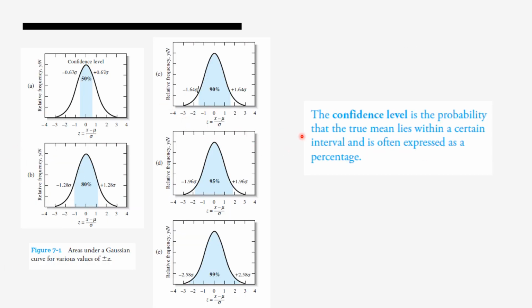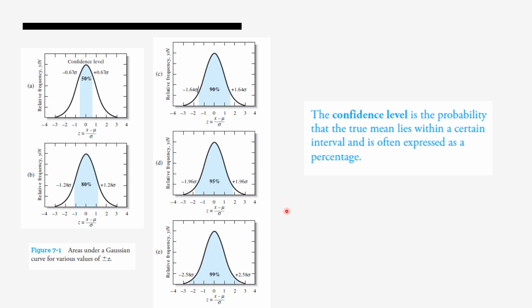So what you can see here is the Gaussian curve. This one shows that the confidence level is the probability that the true mean lies within a certain interval and is often expressed as a percentage. So the blue one right there is our confidence interval. This one is at 50% confidence interval, meaning the correct mean of the data is at this portion, at 80% confidence interval, at 90% confidence interval, 95% and 99% confidence interval.